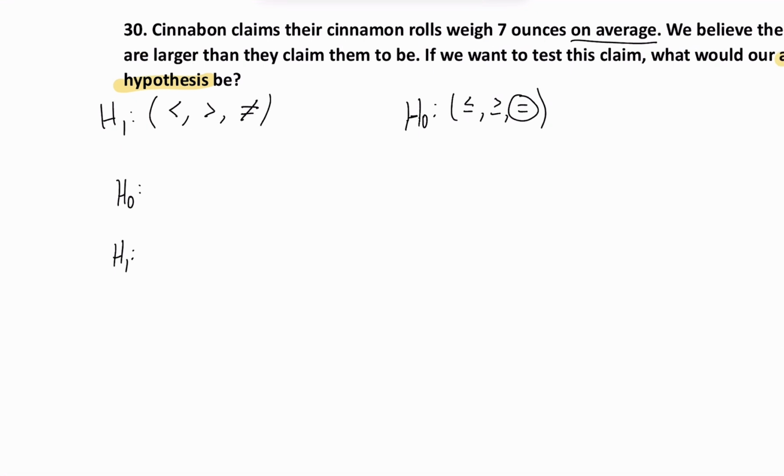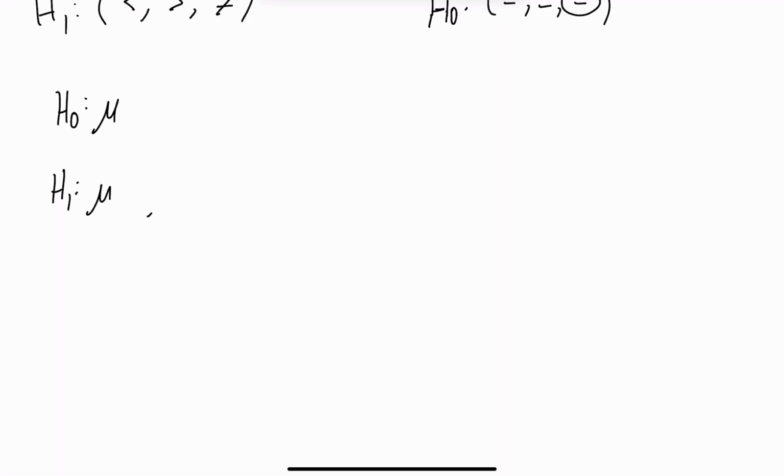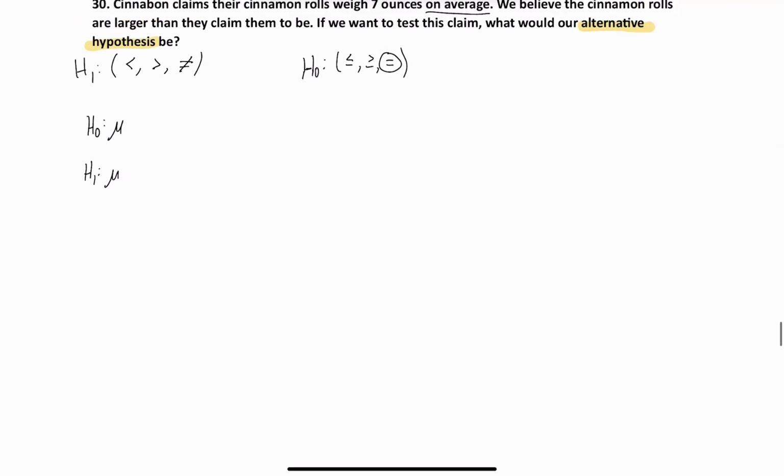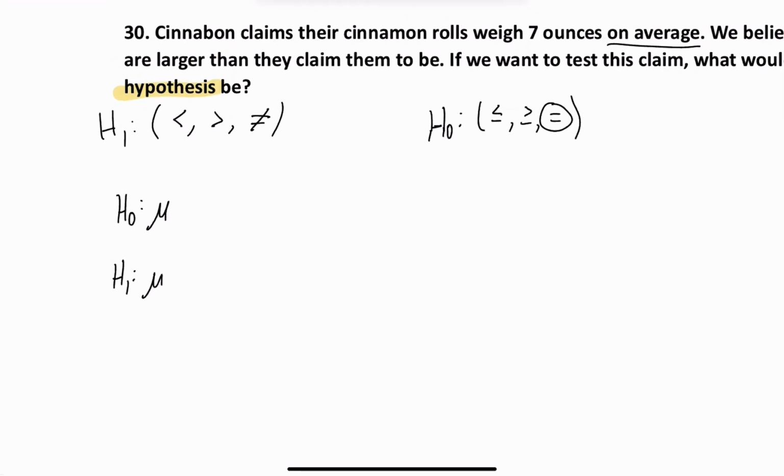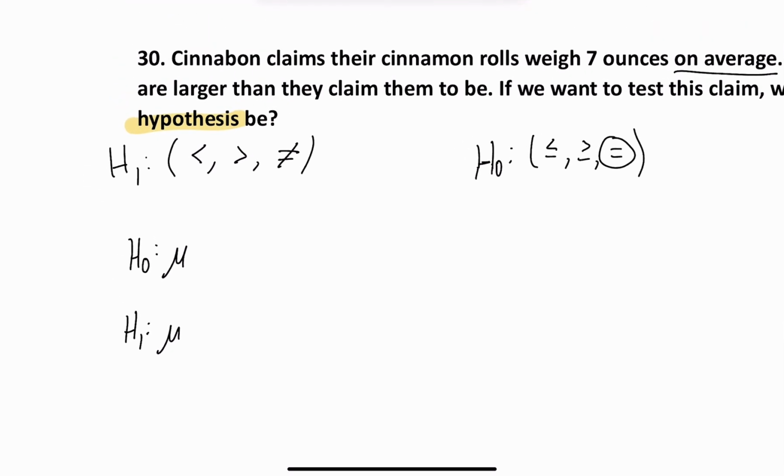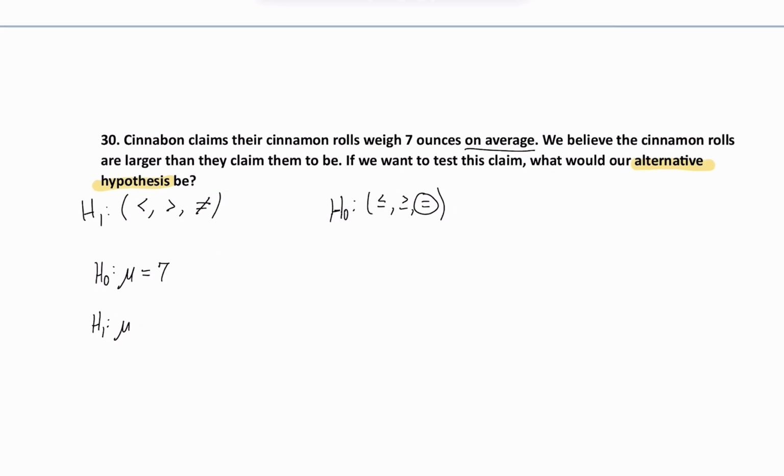Here they're saying on average, so we know that we're going to be using a mean symbol. And the initial claim is that they weigh 7 ounces on average. So just to follow what the test format is going to be, we're going to have it equal to 7.